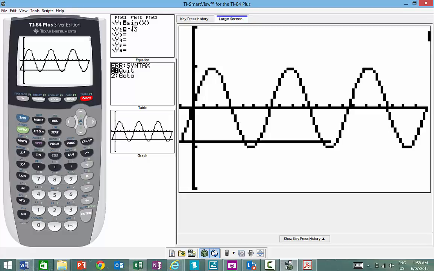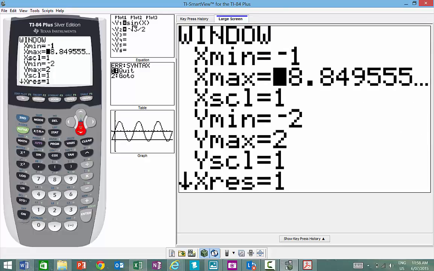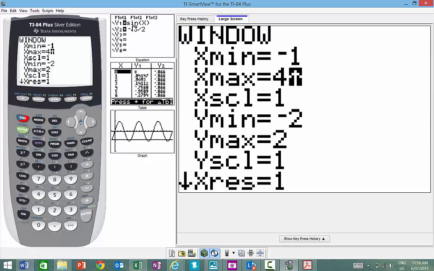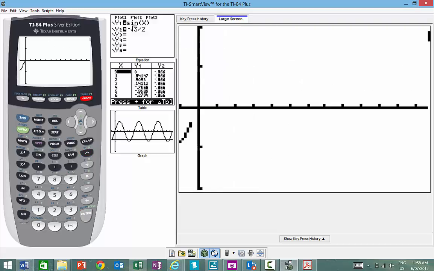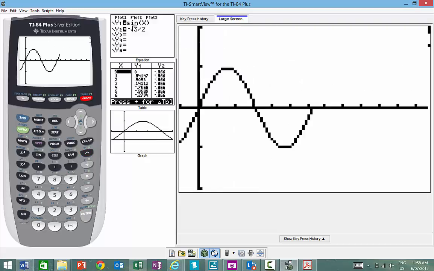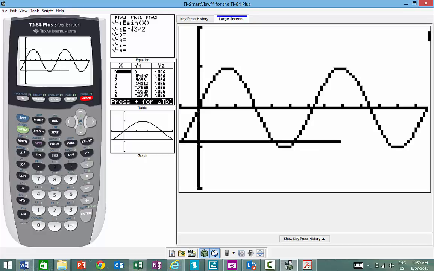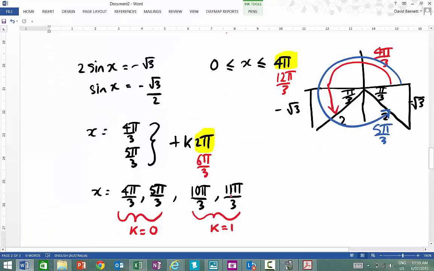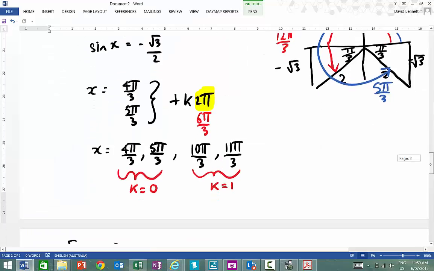But you can see there's our 4 pi on 3, our 5 pi on 3, our 6 pi, oh no, that's our 10 pi on 3 and 11 pi on 3. If I change my window to be 4 pi and then graph that, so here's my curve between 0 and 4 pi. It's two full circles. That's 4 pi on 3, 5 pi on 3, and that will be 10 pi on 3 and 11 pi on 3. So these are my points, and they match with what I'm expecting to see over here. Alright, so that's good. I can check to see if I get the right answer.